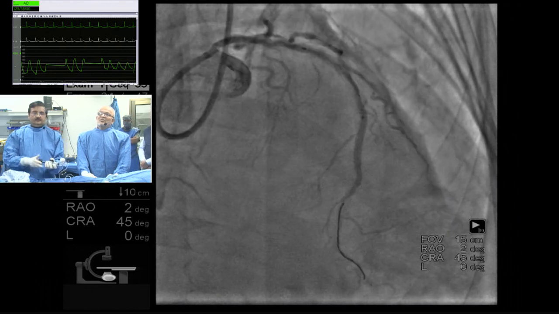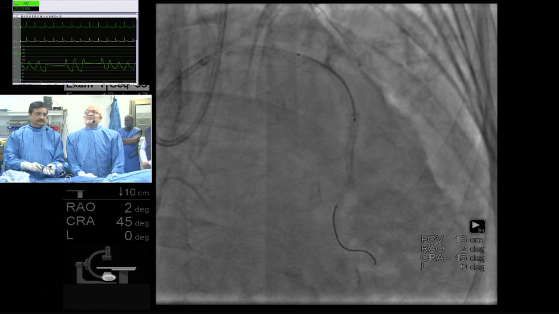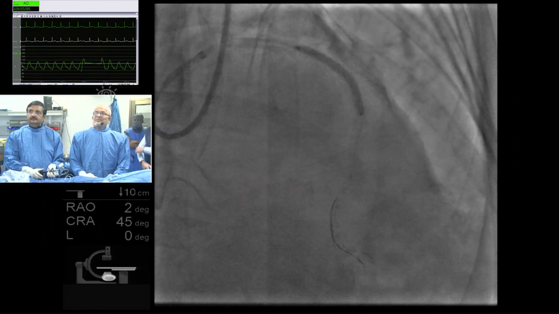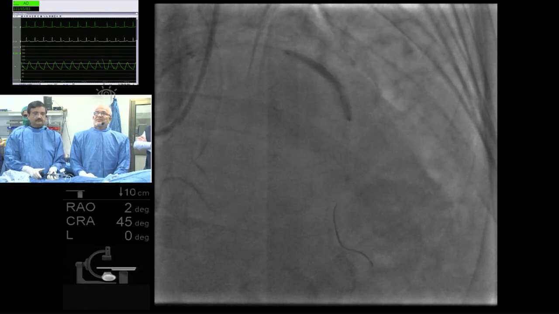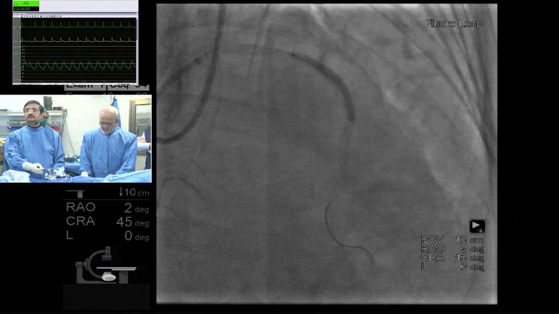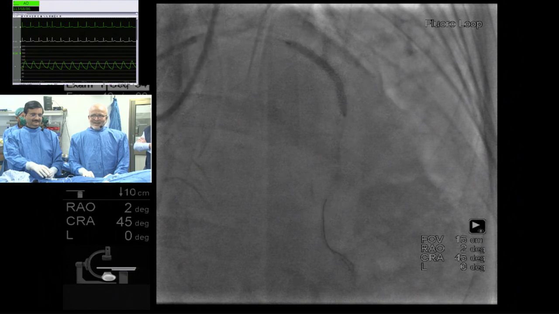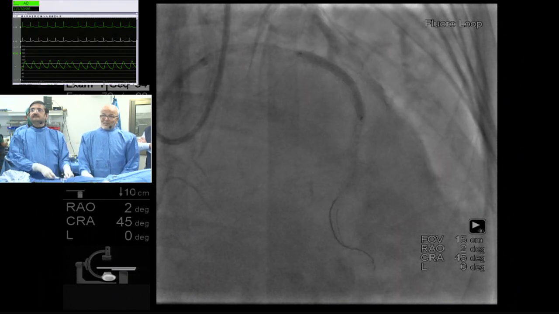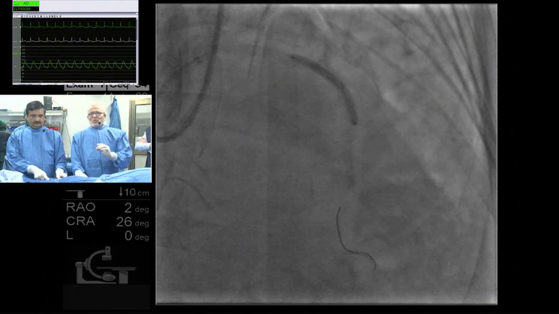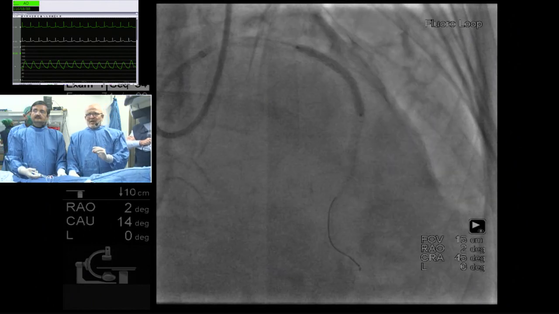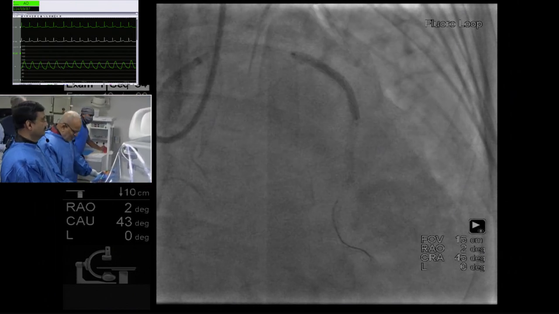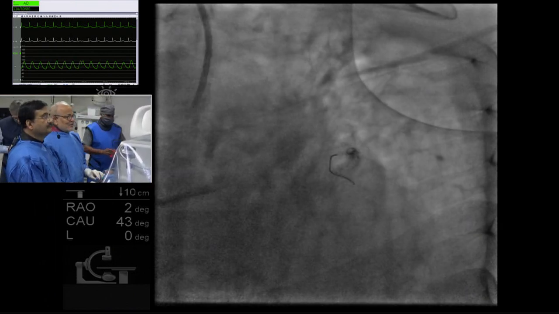Go. 15. Well, the vessel is so diffusely diseased that we don't really know where to stop, huh? Yeah, and that is a problem. Go to AP caudal. Sometimes you go at 30, 34, 35, and suddenly the lesion opens up, and that gives me a lot of heartburn, because many times it is perforation.